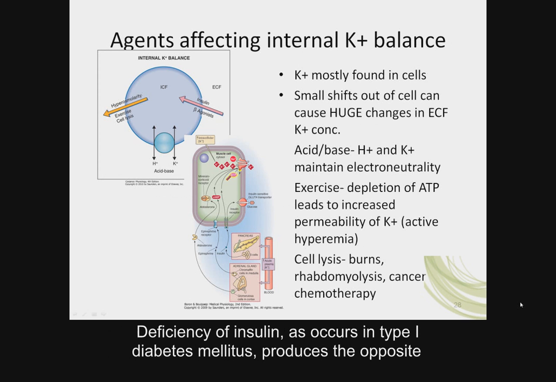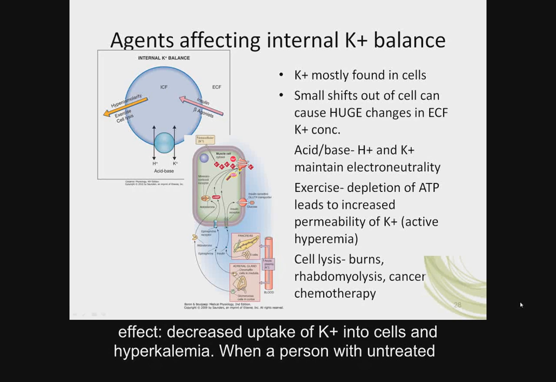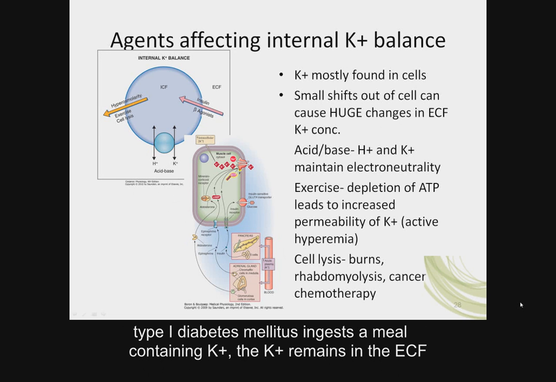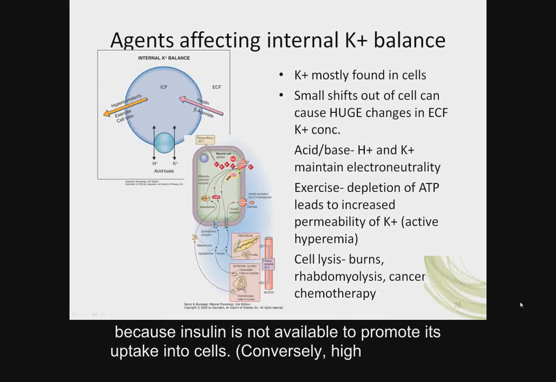Deficiency of insulin, as occurs in type 1 diabetes mellitus, produces the opposite effect: decreased uptake of potassium into cells and hyperkalemia. When a person with untreated type 1 diabetes mellitus ingests a meal containing potassium, the potassium remains in the extracellular fluid because insulin is not available to promote its uptake into cells. Conversely, high levels of insulin can produce hypokalemia.